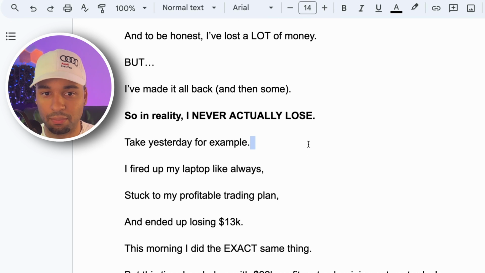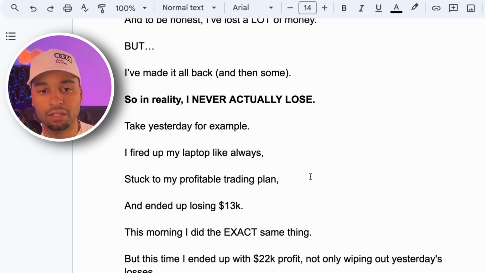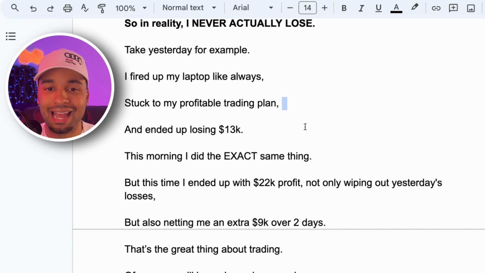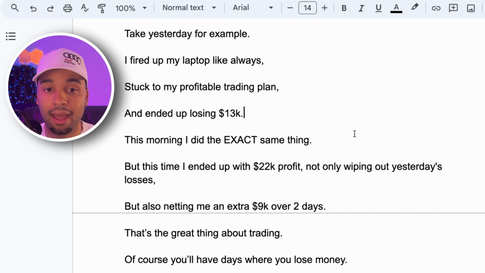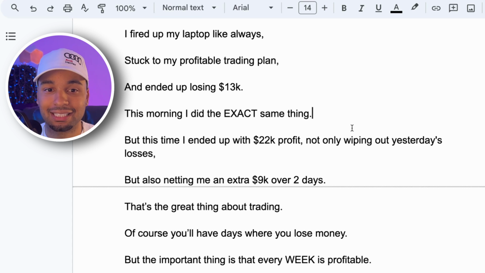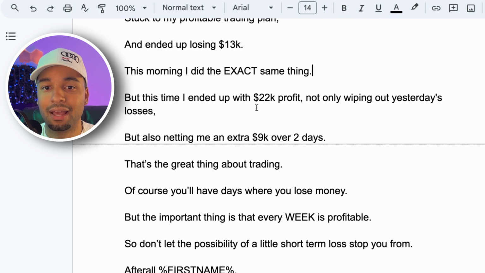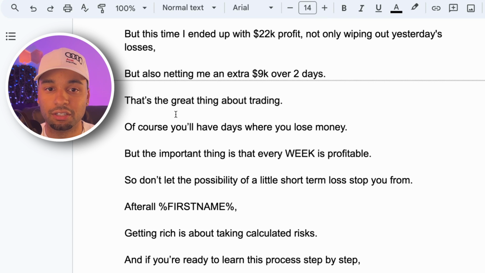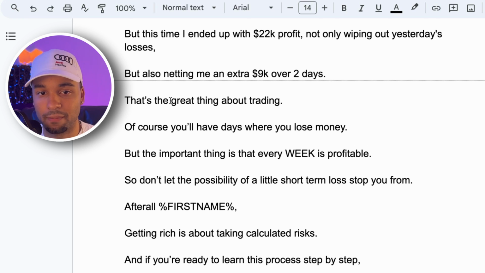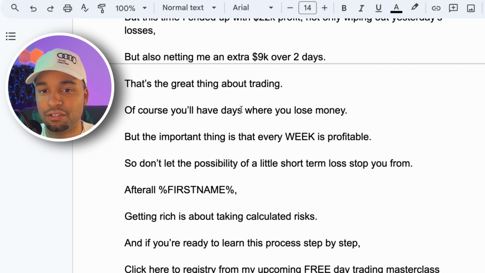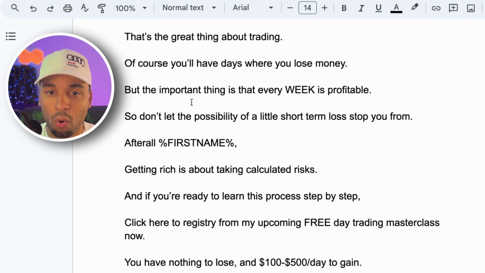Take yesterday, for example. I fired up my laptop like always, stuck to my profitable trading plan, and ended up losing 13K. This morning, I did the exact same thing. But this time, I ended up with 22K in profit, not only wiping out yesterday's losses, but also netting me an extra 9K over 2 days. That's the great thing about trading. Of course, you'll have days where you lose money, but the most important thing is that every week is profitable.